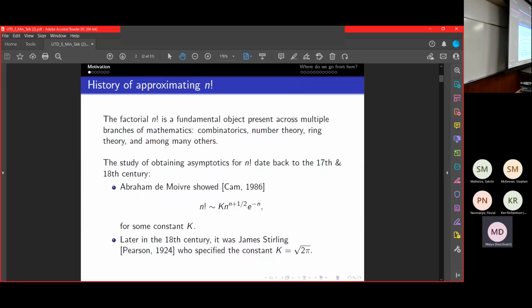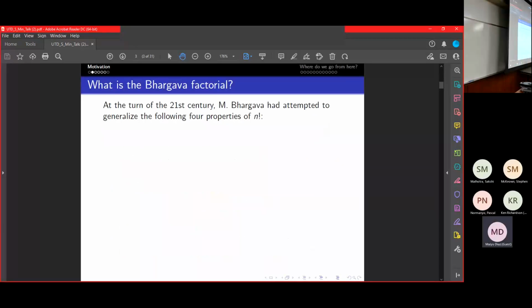And the study for this dates back to the 17th and 18th century, starting off with de Moivre, who studied asymptotics of this object, where he was able to show that n factorial behaves like more or less n to the nth power with all these additional terms, all multiplied by a constant k. It wasn't de Moivre that was the person that found the constant k. That was actually James Stirling, who was able to specify the constant k to be the square root of 2 pi.